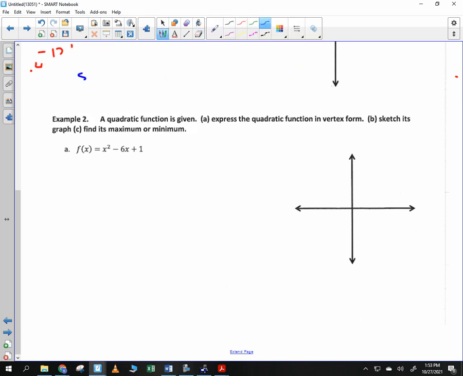So standard form is y equals ax squared plus bx plus c. And we know that full well, correct? True or false, that's review. For this next test, that is the only thing that's review.